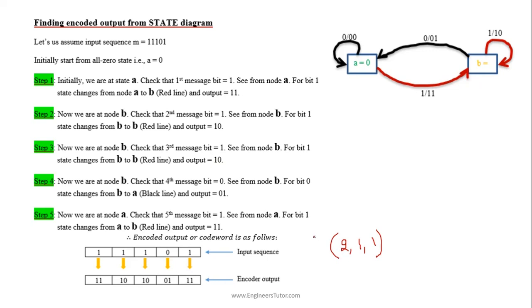As the given convolutional encoder is 2 1 1, each input bit is converted to 2 output bits, because it is 2, 1. This is K and this is N.